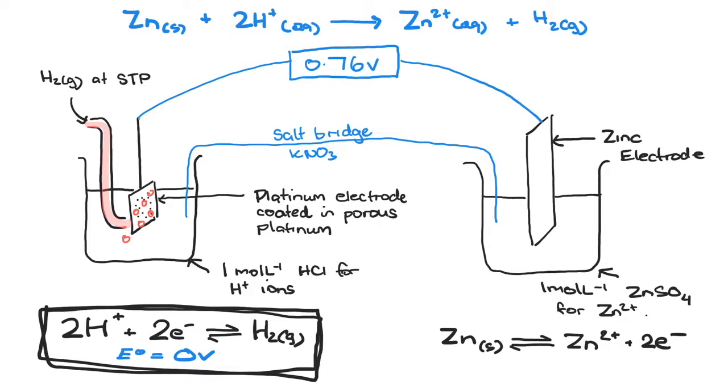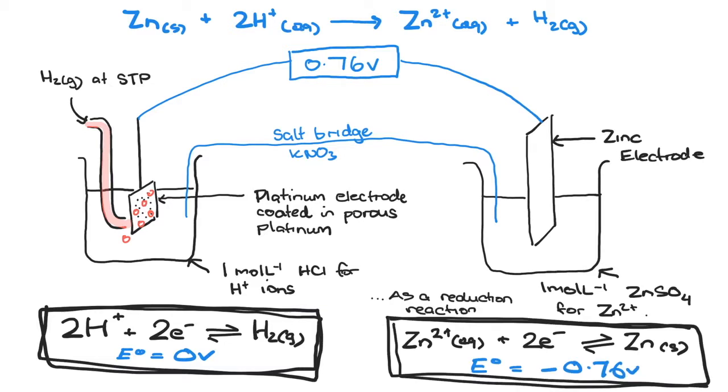Therefore, as a reduction reaction, we must flip it, which leads to the half reaction, and this means that the zinc has a standard reduction potential of negative 0.76 volts. The negative value means that the zinc ions have less tendency to gain electrons than the hydrogen ions.